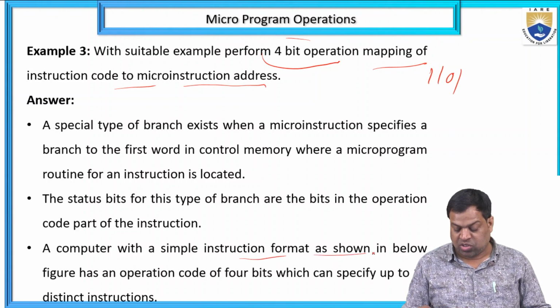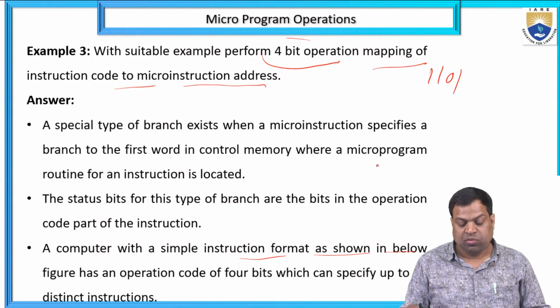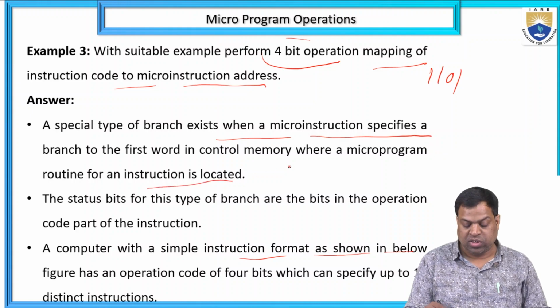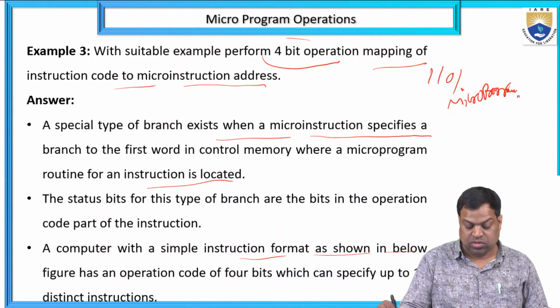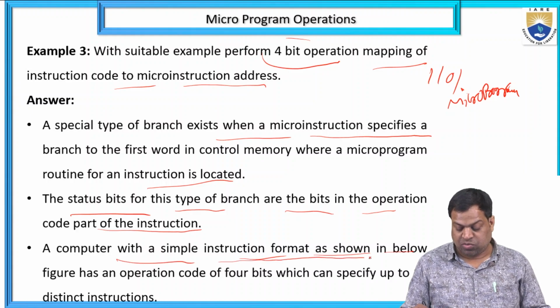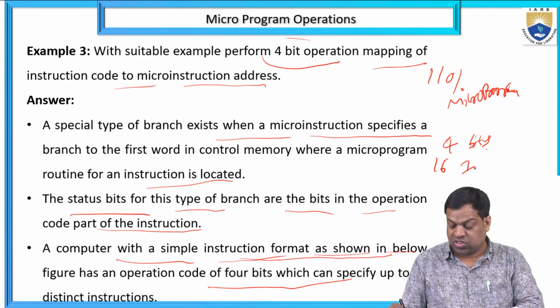A computer with a simple instruction format is shown, and the operation code of 4 bits can specify up to 16 distinct instructions. So a special type of branch exists when a micro instruction specifies a branch to the first word in control memory where a micro program routine of an instruction is located. So we are going for the micro program. The status bits of this type of branch are the bits in the operation code part of the instruction.